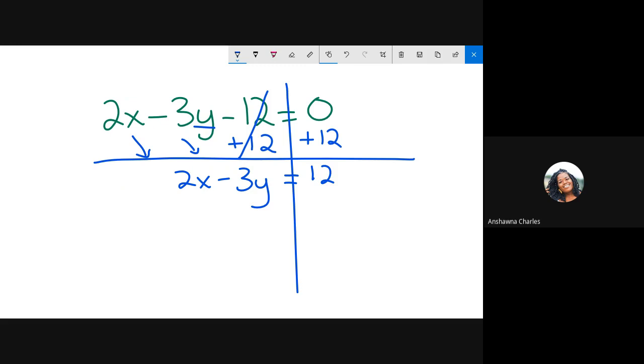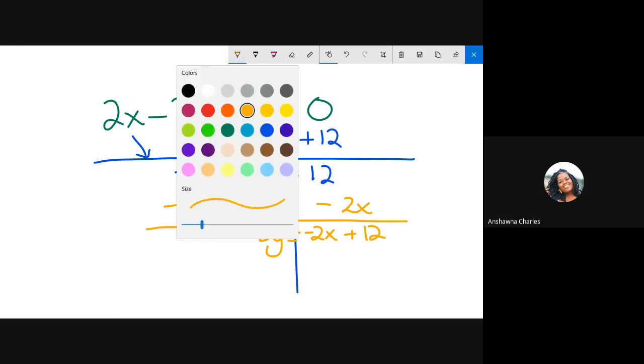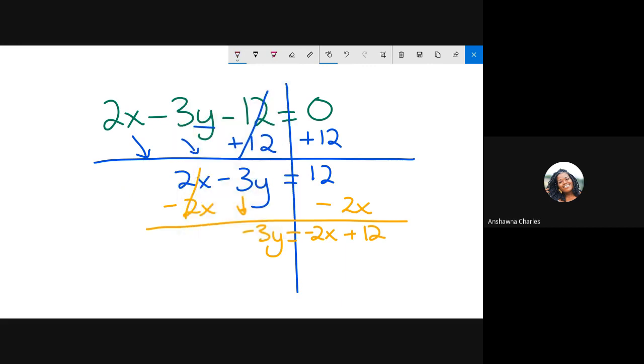I need to get rid of this 2x next. So I have positive 2x. So my opposite would be minus 2x. Minus 2x. I bring this down. So I have negative 3y equals negative 2x plus 12. So now I'm on my last step. I'm trying to get y by itself. The only thing that's left with the y is that -3.